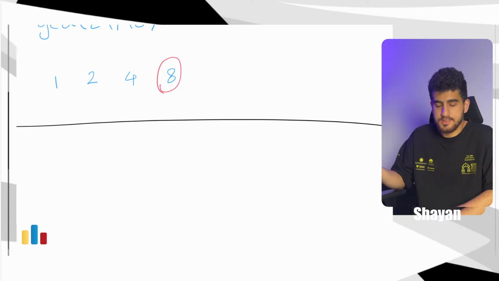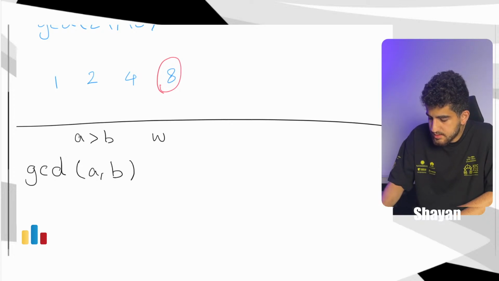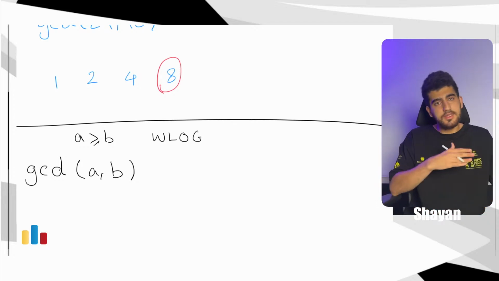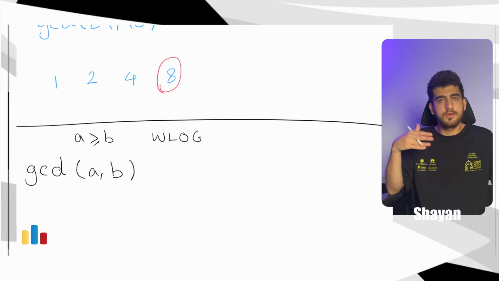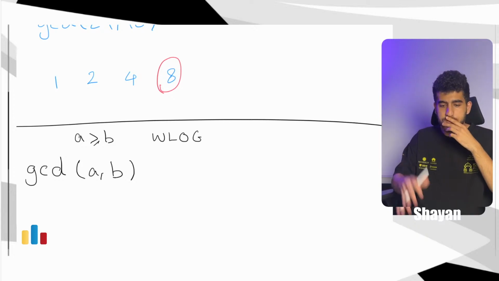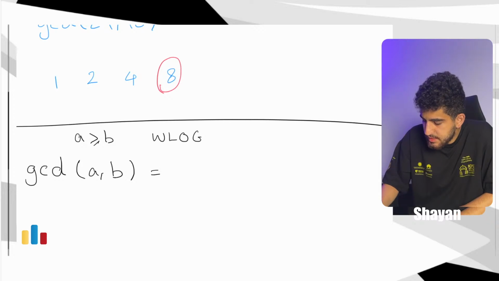I want to prove that GCD of A and B, assuming that A is greater than B. Without loss of generality, we can assume that A is greater than or equal to B. I mean, either A is greater than or equal to B, or B is greater than or equal to A, or both if they are equal. So one of them is greater than or equal to the other one. I want to prove that GCD of A and B is equal to GCD of A minus B and B.